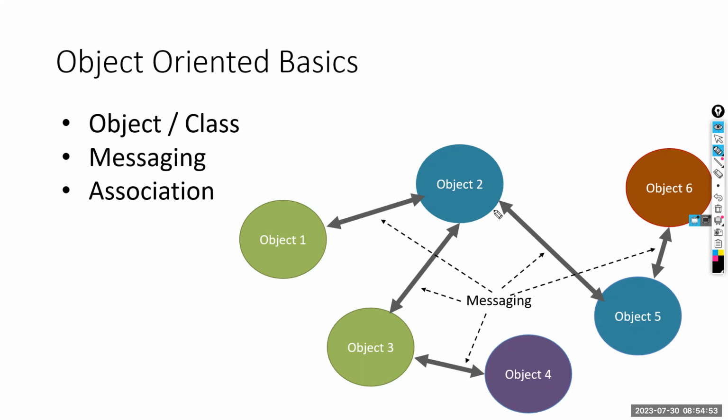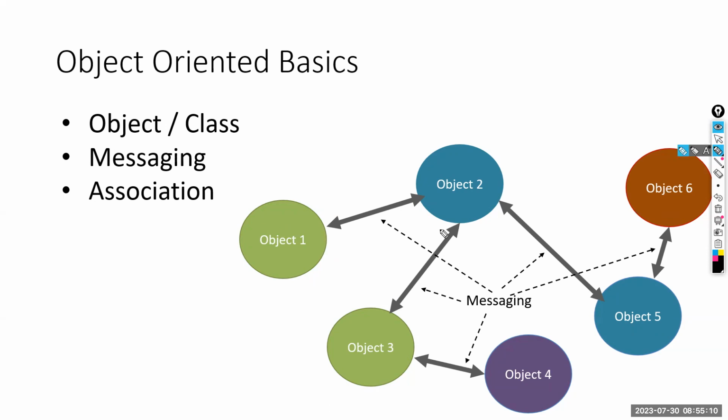A set of objects are created. That object is calling a behavior of another object. That object is calling a behavior of another object. And at the end of those things, your transaction has happened. And that is what object-oriented software is.